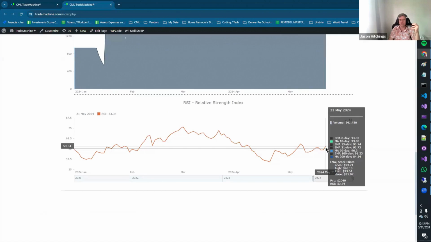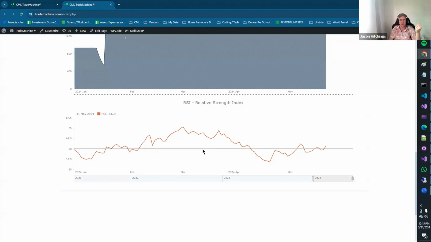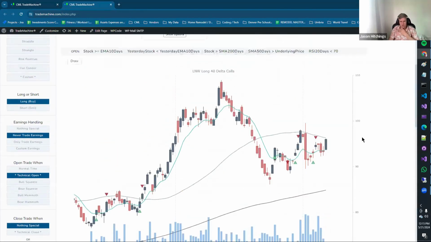And if you scroll down, this is the RSI. If you hover over it, you can see that the RSI is 53. So it's below the 70 mark. This 70 mark, you can actually drag this little line if you ever want a reference point. So it's below that 70 line that would indicate that it's overbought. So all the technical conditions are true.